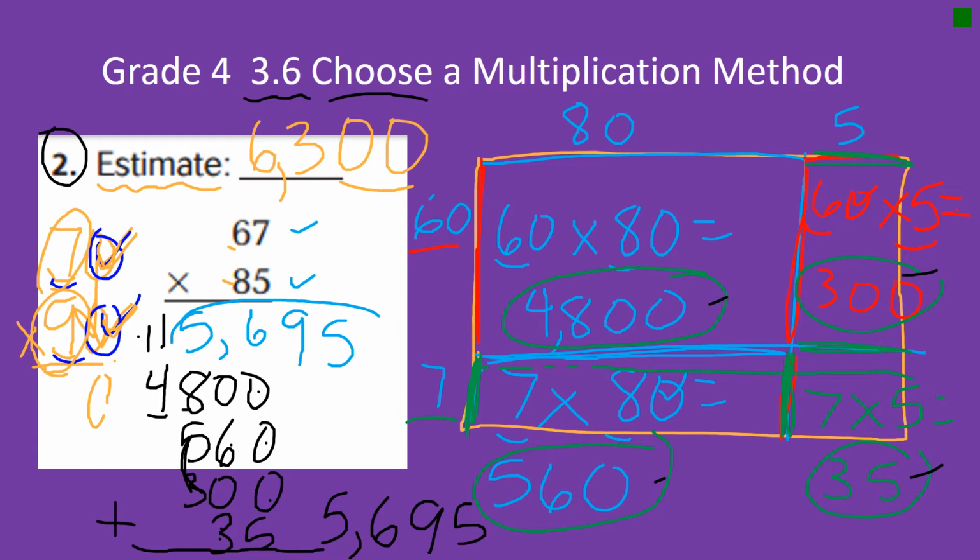5,695 right there. Okay, pretty close to the estimate. I mean, you know, so 6,300, 5,695. Not bad, not bad. All right, let's go to the next one.